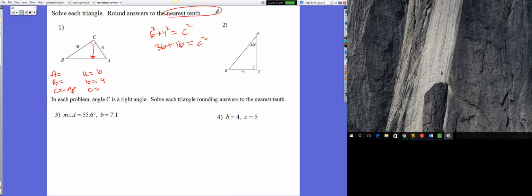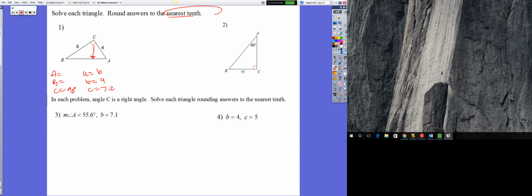Okay, now this is going to be nice. They want decimals, so we don't need to leave it in square roots. So we can just go decimal. So 36 plus 16, 52 equals c squared. Undo the square, square root. So on your calculator, just punch in square root of 52 and then round it to a decimal. And that is going to be 7.2. Okay. Now we got to find an angle.